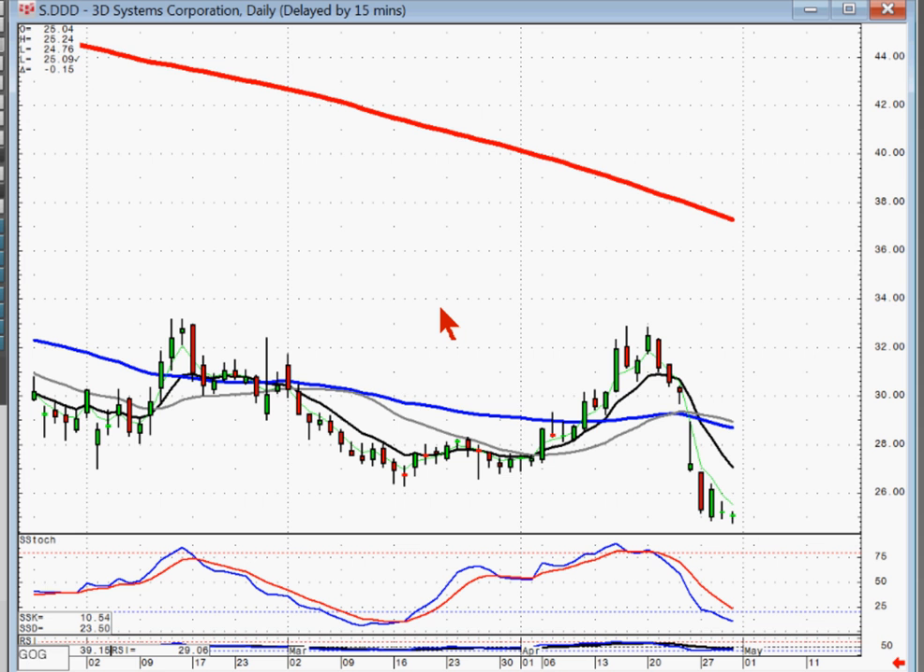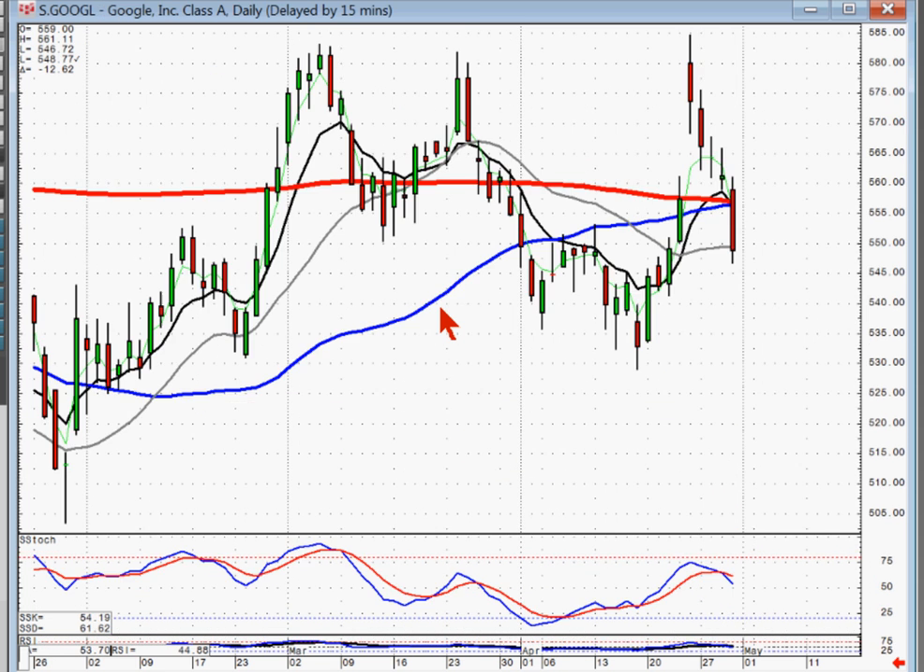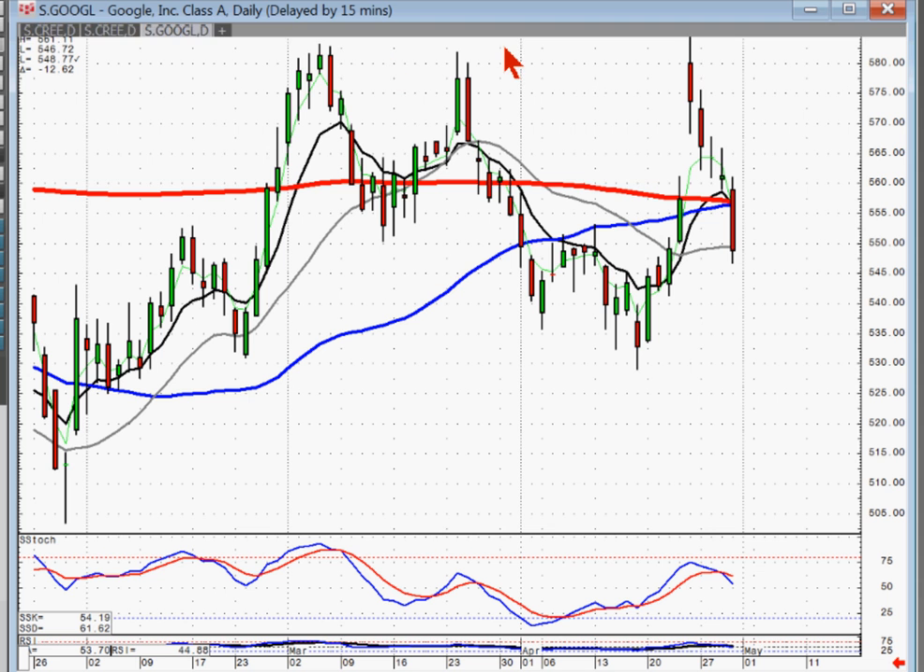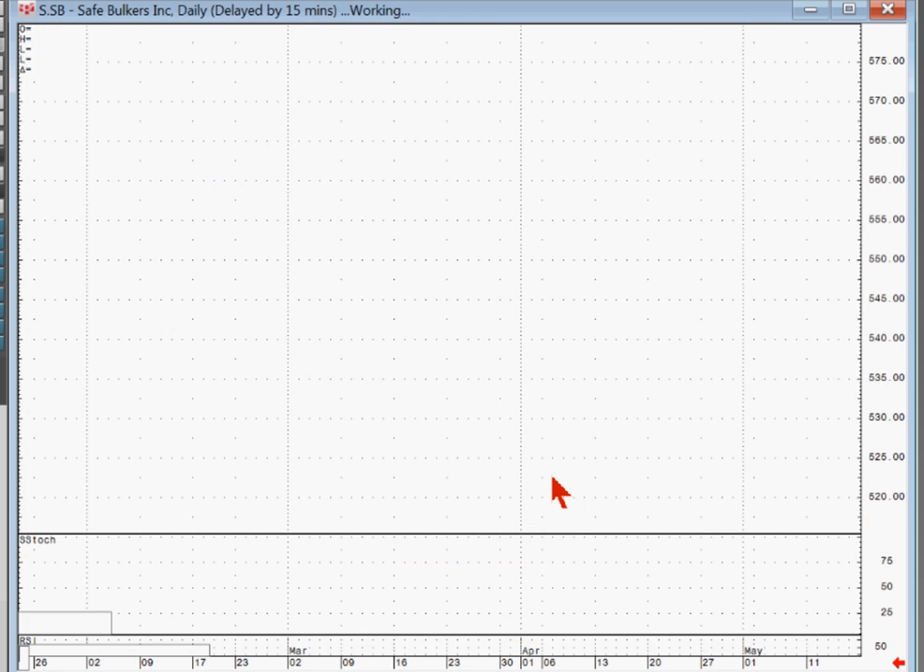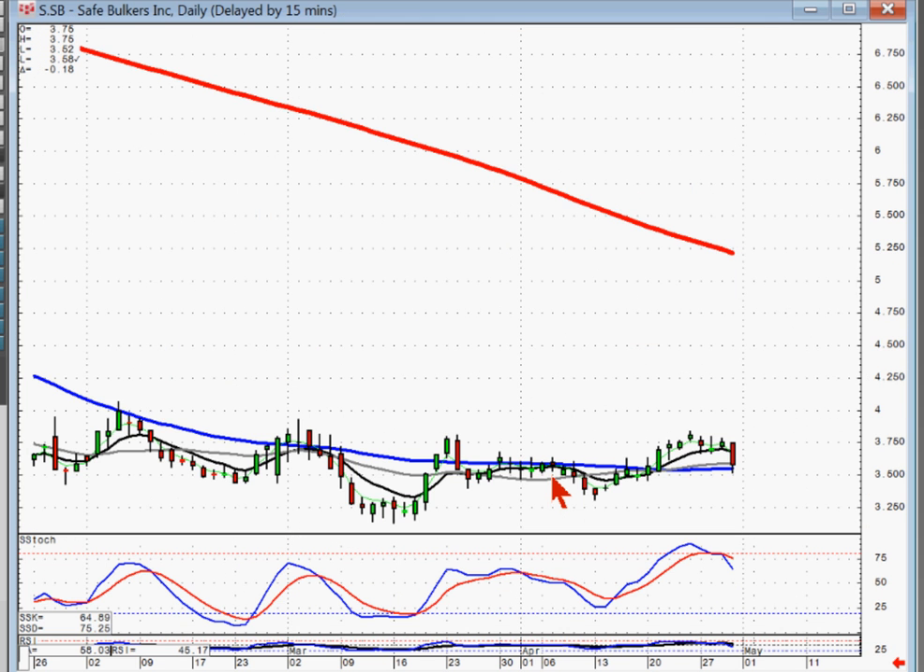And Goog, whoops. Goog, you should be short this one right now. More than likely, after they failed at this top, this could be your next target. And if the markets are heading down to the 200, that could go down to the 200. SB, I wouldn't be long or short this one. It's sideways. There's nothing here.